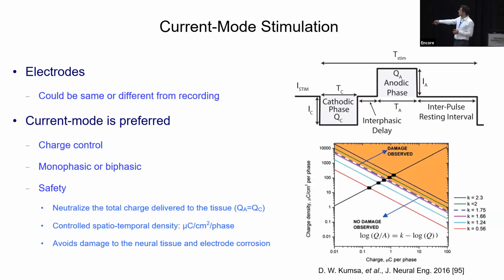So this is a figure that shows that on the x-axis we have microcoulombs per phase, and on the y-axis we have basically the spatial density, the microcoulombs per square centimeter. And you can see that for a certain combination of the two, the empirical data shows that we might actually damage the cell tissue.